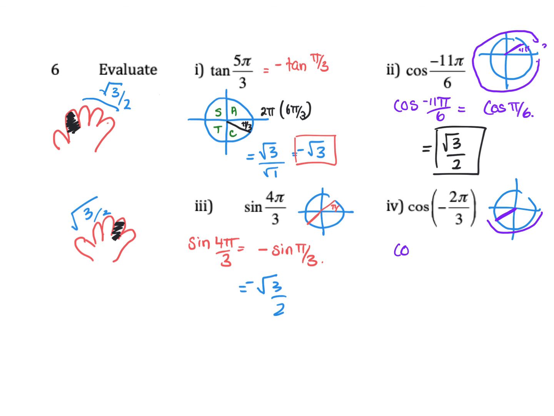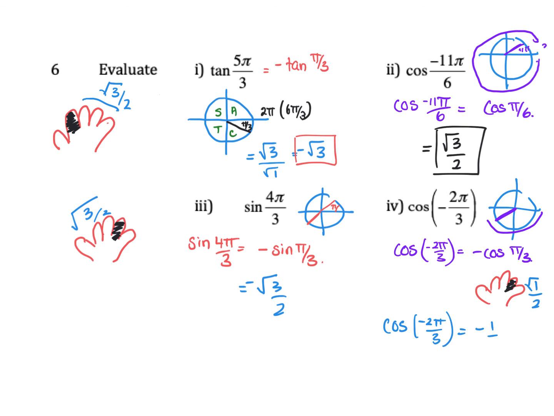So cos negative 2 pi on 3 is equal to negative cos pi on 3. Okay, so if we think of our hand, remember cos pi on 3 is this finger, so it'd be the square root of the right over 2. The square root of 1 is 1. So cos negative 2 pi on 3 is equal to negative a half.